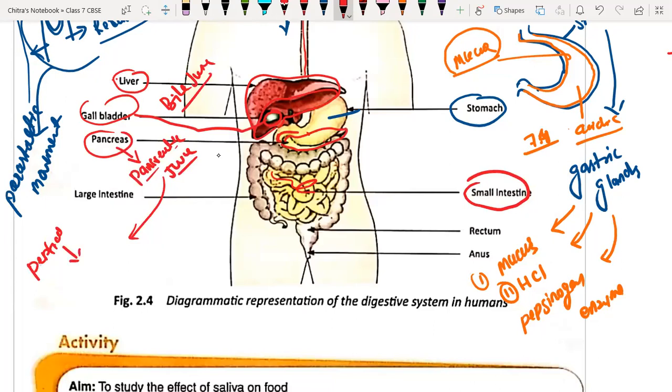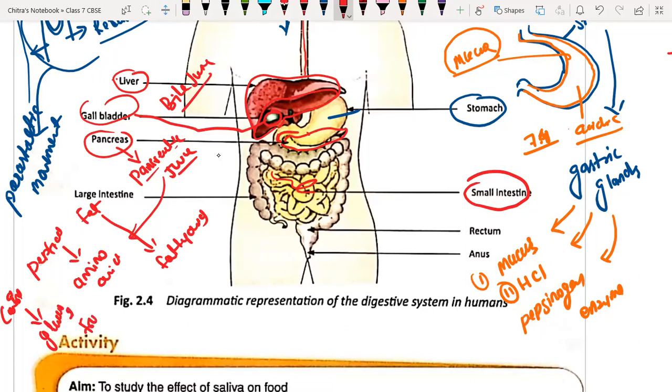Peptides break down into amino acids. Fat is also there. Fat is converted into fatty acids. Then carbohydrates break down into simple sugars, glucose and fructose. Okay, glucose and fructose, when they combine, form sugar. So this is the process of digestion in the small intestine.